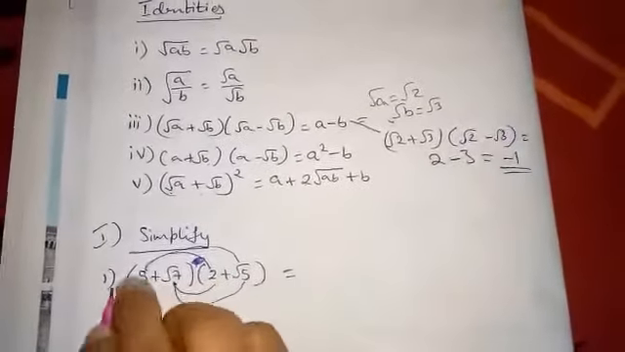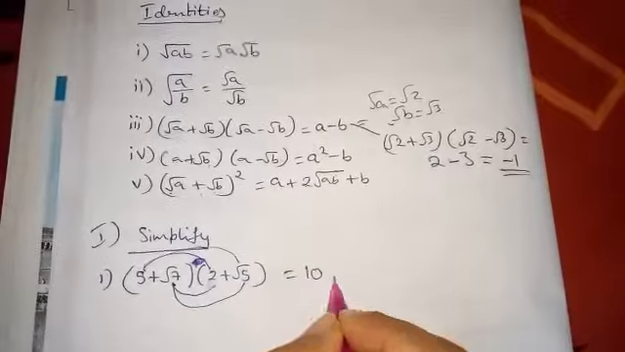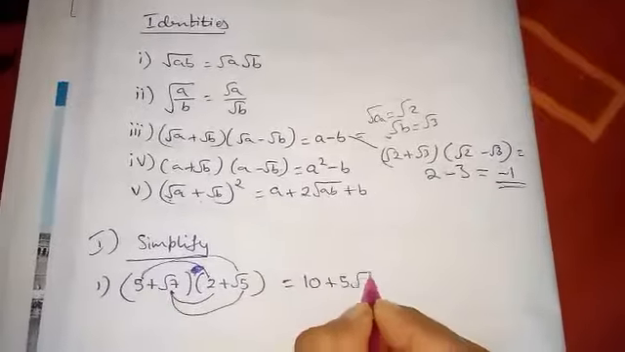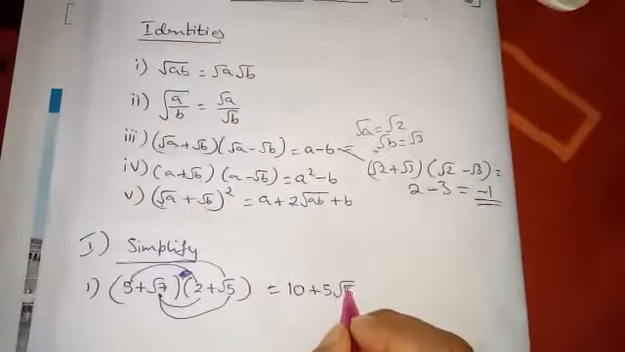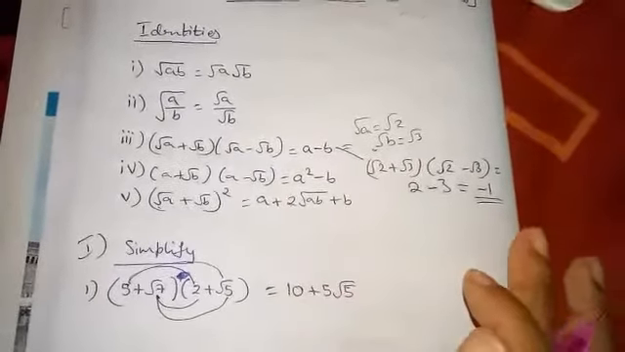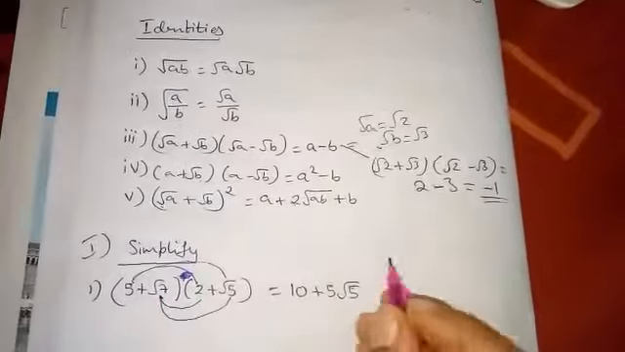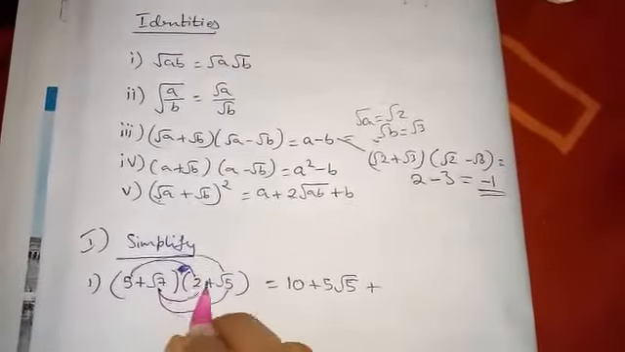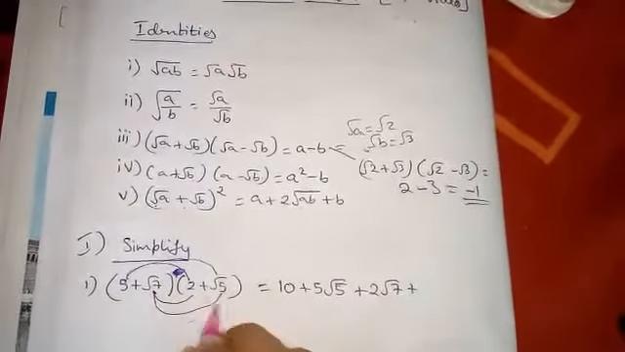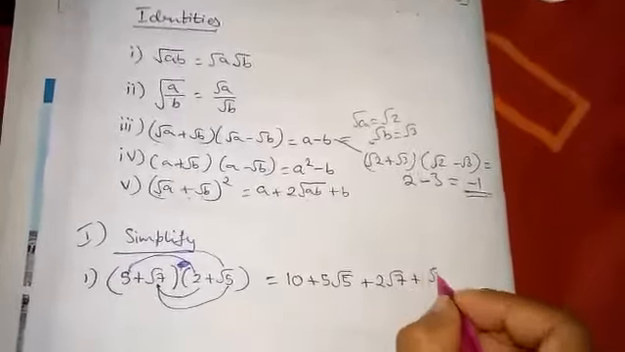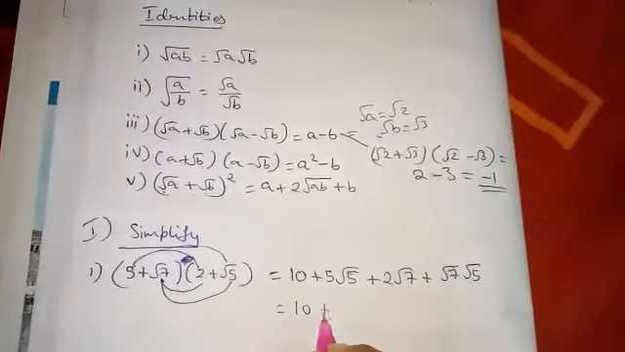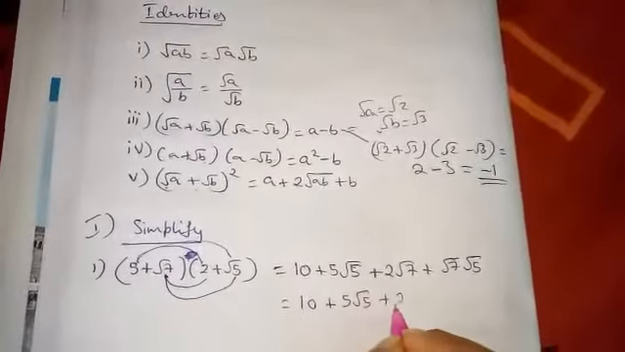So let us do it. 5 into 2, 5 2s are 10. Next, 5 into root 5, plus 5 root 5. We cannot multiply this root, so it is 5 root 5. Don't multiply 5 5s are 25, because it is a square root. Next plus root 7 into 2, so 2 root 7. Next plus root 7 into root 5. So we get 10 plus 5 root 5 plus 2 root 7.